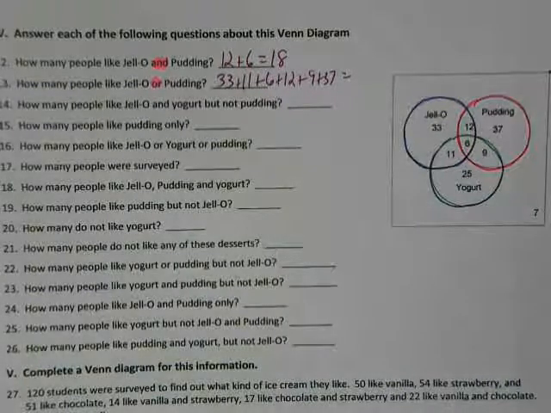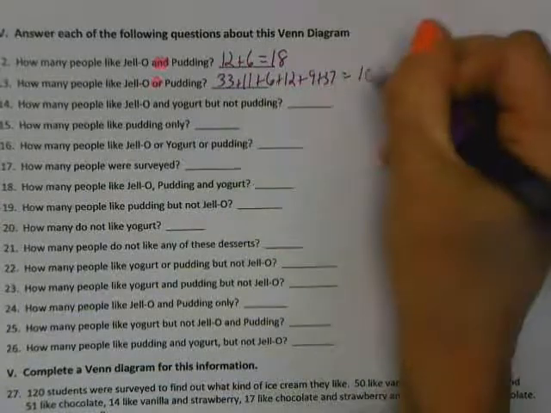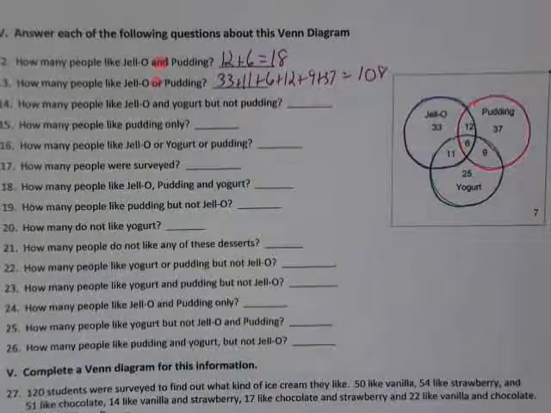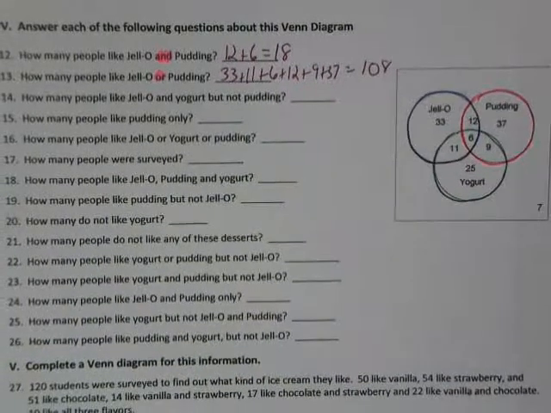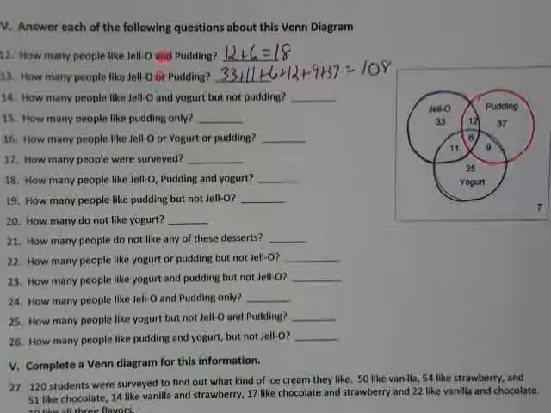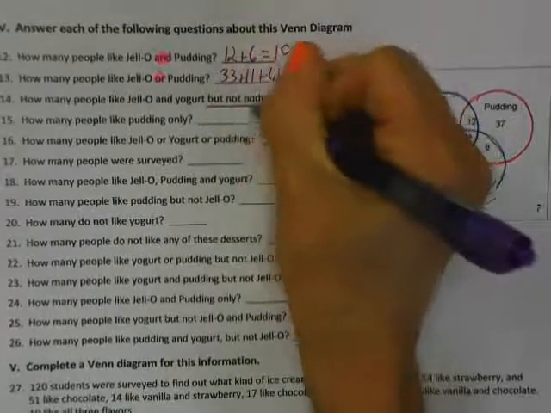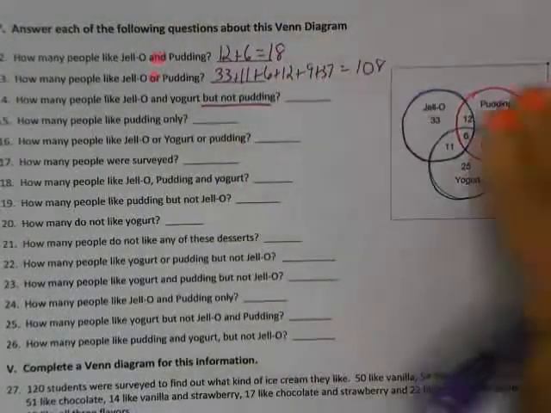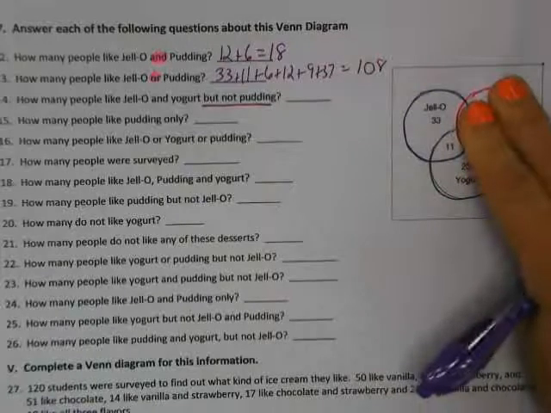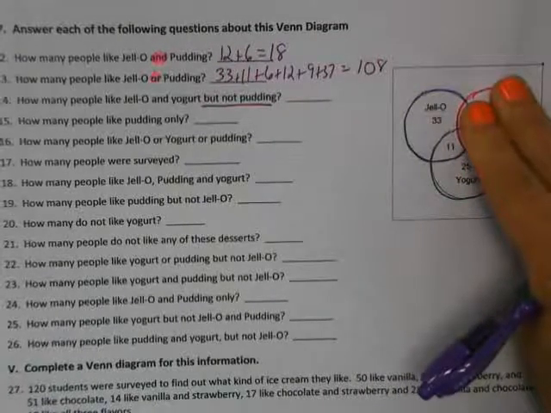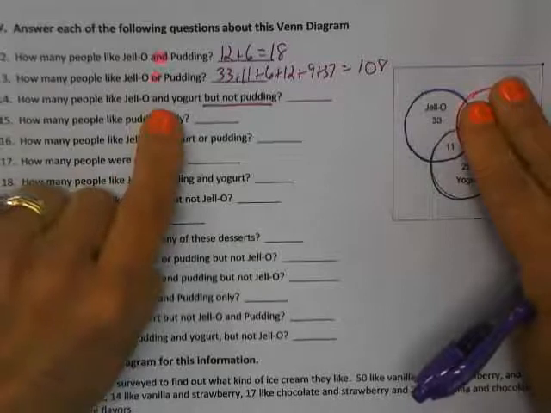14. How many people like Jell-O and yogurt, but not pudding? So I have to cover up the pink circle. Now look at your connector. What is it? Your connector is an and. So an and is where the blue and the green overlap, which is just 11.